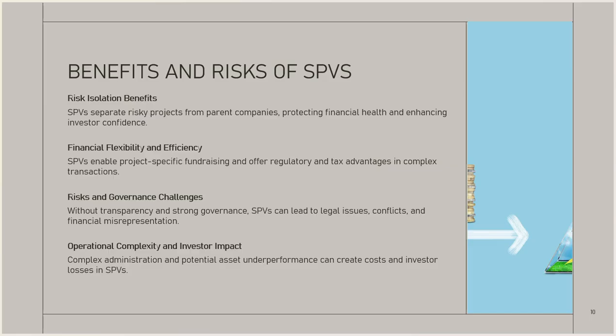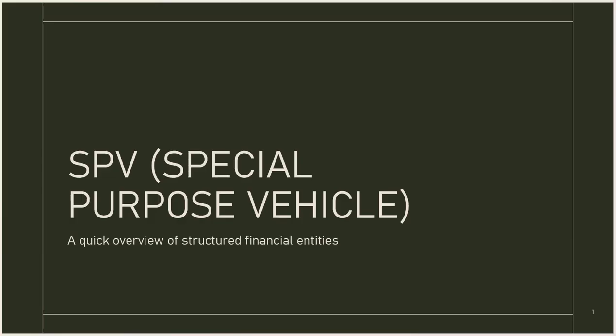And the risks are governance challenges. Without transparency and strong governance, the special purpose vehicle can lead to legal issues, conflicts, financial misrepresentation, operational complexity and investor impact. Complex administration and potential asset performance issues can create costs and investor losses. So these are the key things related to the special purpose vehicle, and you need to understand them.